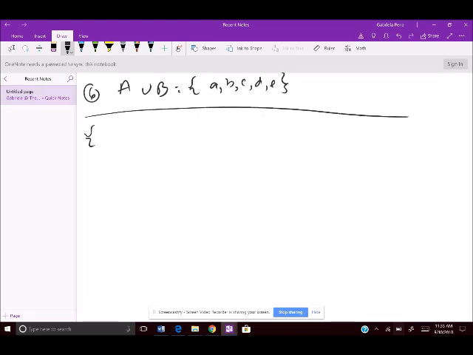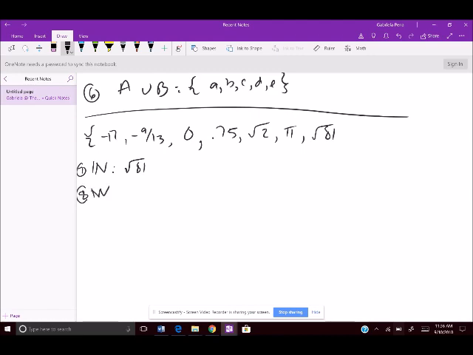All right, so going on to 7 through 12, they give you a list of numbers. So we have negative 17, negative 9 over 13, 0, 0.75, square root of 2, pi, and the square root of 81. So for the first one, we're looking for natural numbers, which is number 7. Who are your natural numbers here? Just the square root of 81, because that is a 9. That's the only one. For whole numbers, which are the whole numbers that are here? 0 and the square root of 81.